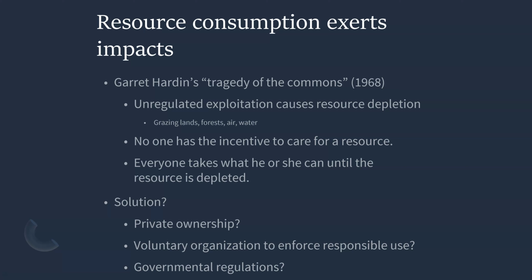So trying to take responsibility for some of the resource depletions is a big thing that we can do. Everyone takes what he or she can until the resource is depleted. So we see that in a lot of areas where we see depletion of groundwater. For instance, in Fresno, California, we see a lot of depletion of groundwater, and it's kind of just, it's their fault. They've got to figure it out. The city's got to figure it out, right? We're just the residents. They just give us water.